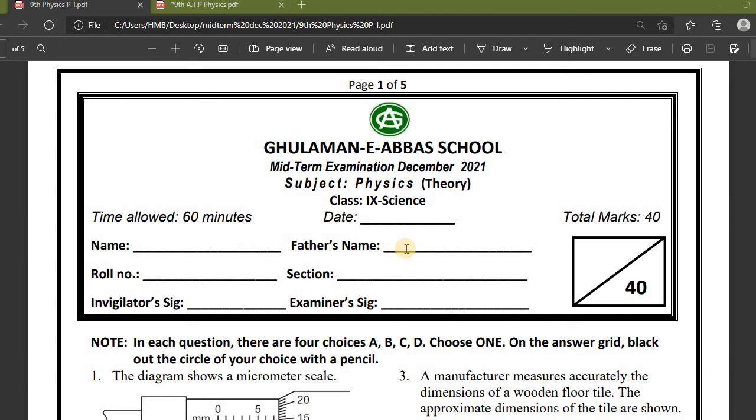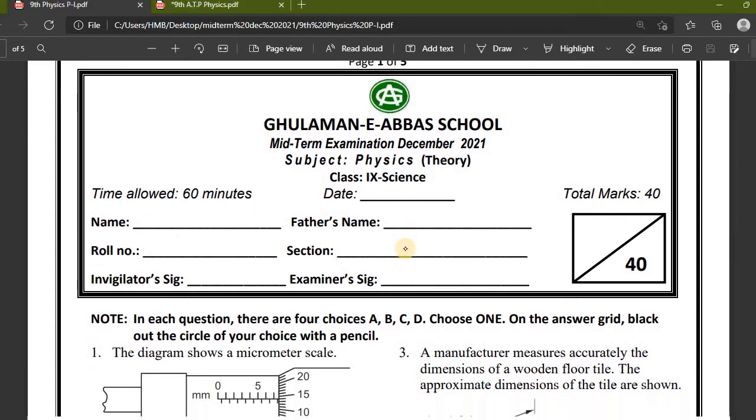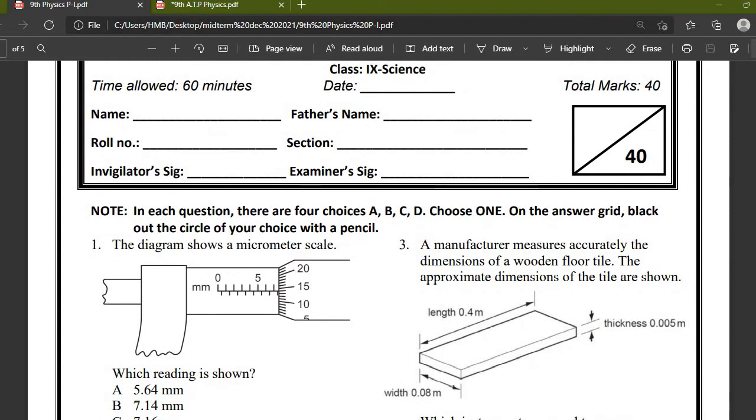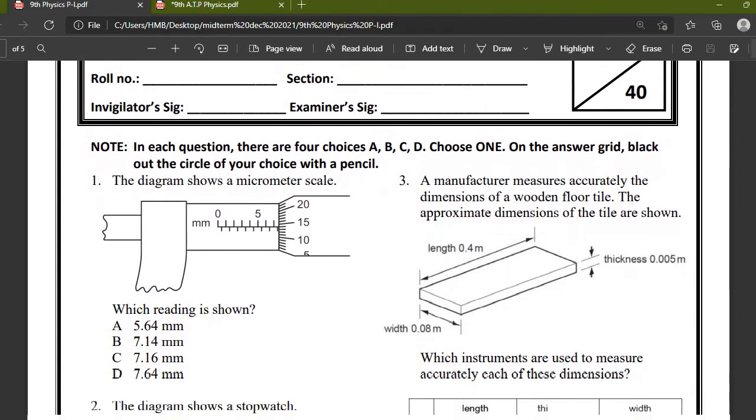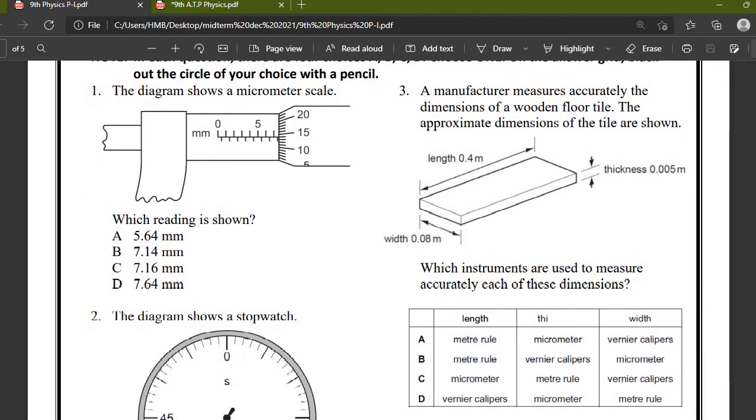In this video lecture, we are going to solve the Nawaniapa School Midterm Examination December 21 Physics Theory Paper 1 as well as the ATP examination paper. In the theory paper, we have a total of 40 MCQs. So let's come to our question number 1.